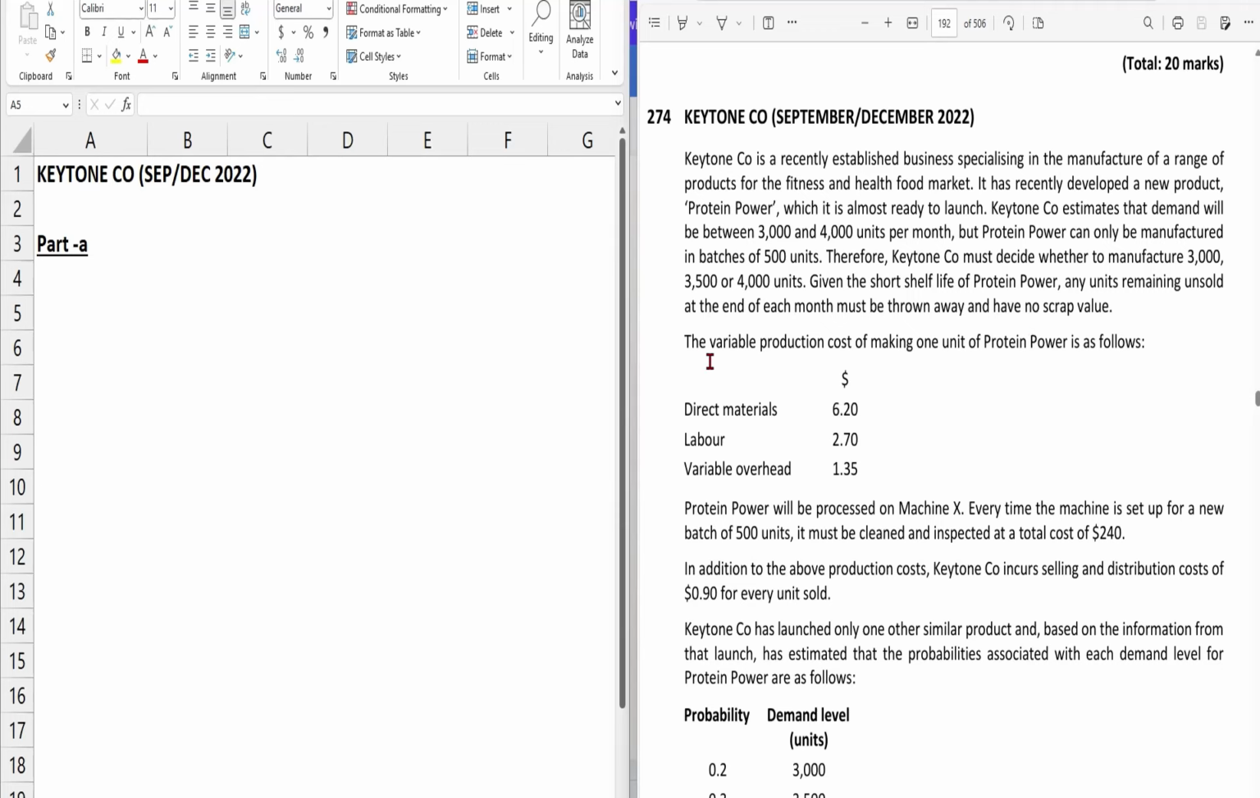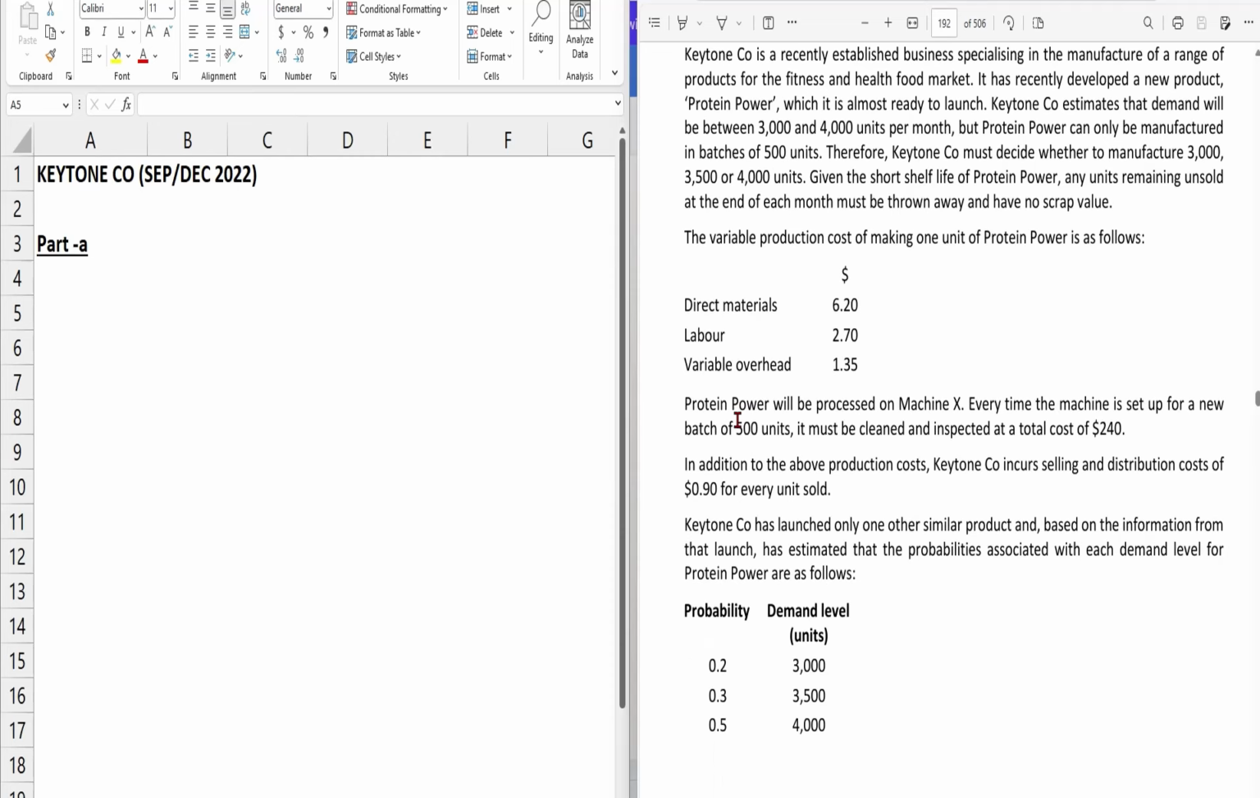Now they have provided the variable production cost of making 1 unit. One unit of protein power requires direct material costing 6.20, labor 2.70, and variable overhead 1.35. Protein power will be processed on machine X. Every time the machine is set up for a new batch of 500 units, it must be cleaned and inspected at a total cost of 240. Means for one batch, 240 inspection cost is incurred. So if we are producing more than one batch, this cost will increase accordingly.